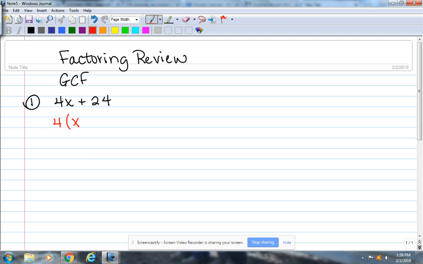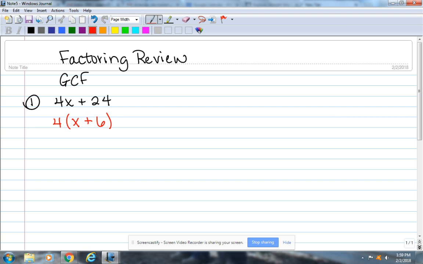What you're doing is your reverse distributive property when you do your GCF. Okay? Reverse distributive property. You multiply across. Plus, what times 4 is 24? 6. And you can check yourself. If you distribute, 4 times x is 4x, and 4 times 6 is 24. So the factors that make up 4x plus 24 is 4 times x plus 6.